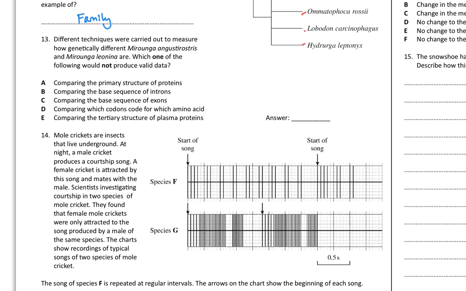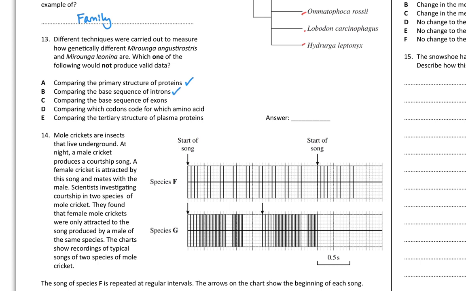And then we get onto a bit of courtship. Different techniques are carried out to measure how genetically different these two things are. Which one of the following would not provide valid data? So let's do our tick crossing again. Comparing the primary structure of proteins, well, that would give me valid data because proteins are coded for by genes. If it's a change in a protein, there'll be a change in the primary structure of the protein, as in the amino acid sequence, then it reflects on the genes.